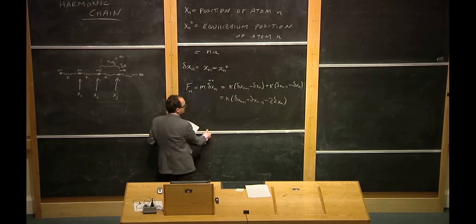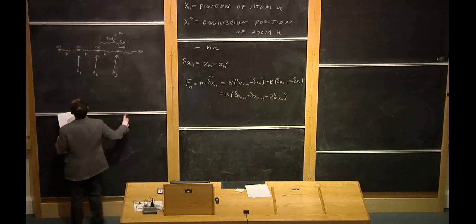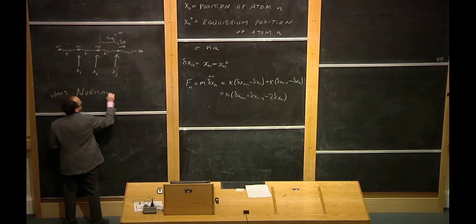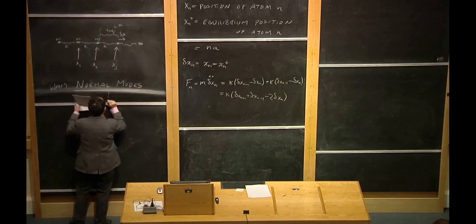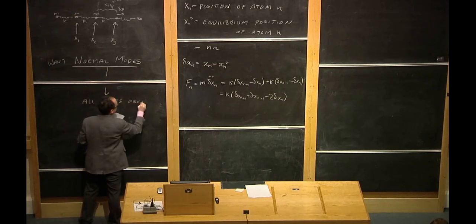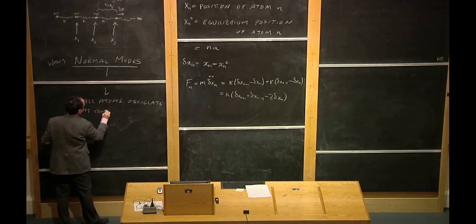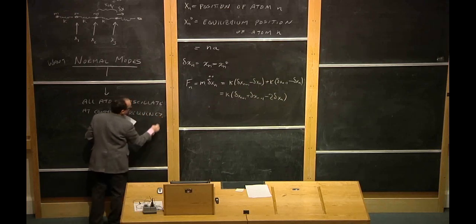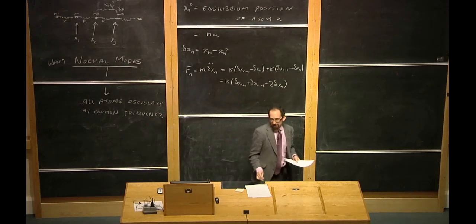And what we would like to solve for are the normal modes of this chain. Normal mode, to remind you, means all atoms oscillate at a common frequency. And if you remember how you did this in your first year courses, it ended up being an eigenvalue problem with a matrix, the dimension of the number of masses you have.